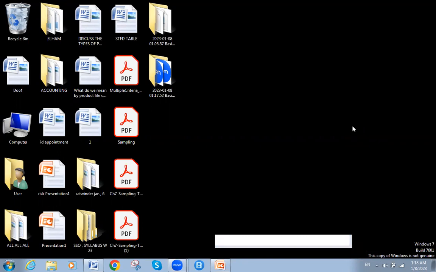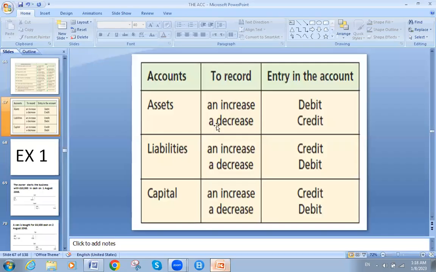Step one, we go into the journal entries. Step two, we go into the ledger. The third step is that we do the trial balance at the end of the process. So those three things: journal entry, ledger, then the trial balance. And we'll see right now some examples of how this works.